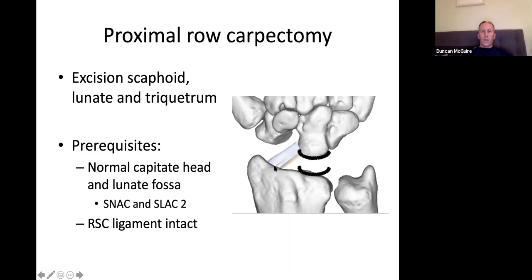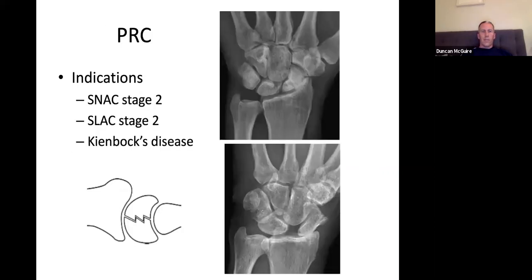Also, you need to have the radioscapholunate ligament intact, which is the strongest of the volar ligaments. If that's not intact, the wrist is going to be unstable. But in most of these cases, that is intact. It's only really in high trauma cases where you might be considering doing this that you'd have to look out for that. So you can only do it in SNAC and SLAC stage 2. Stage 3, the capitate head is involved.